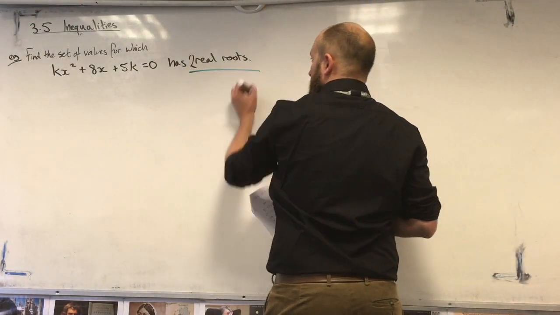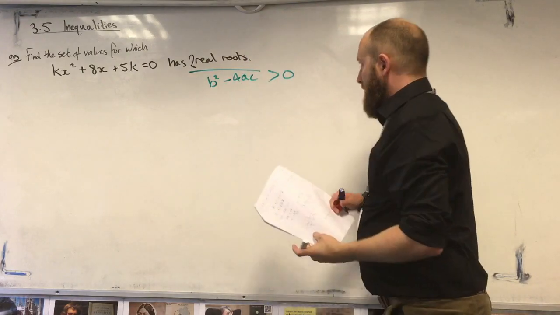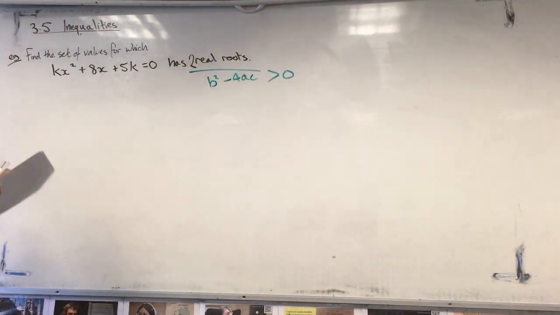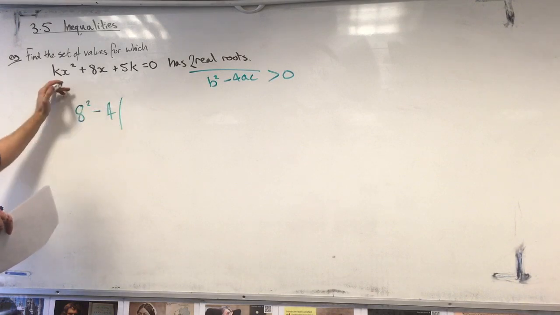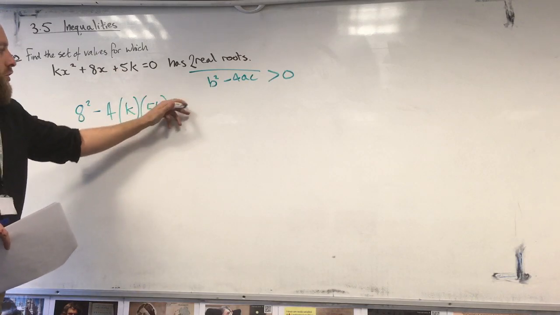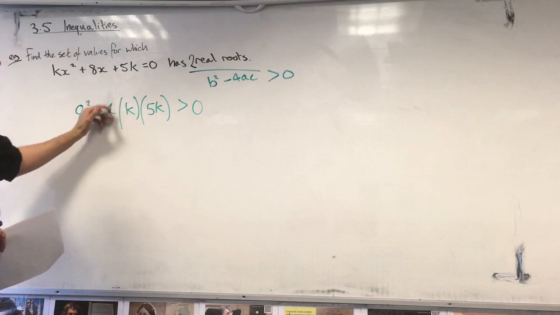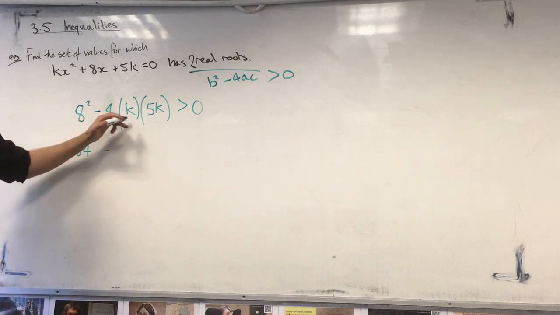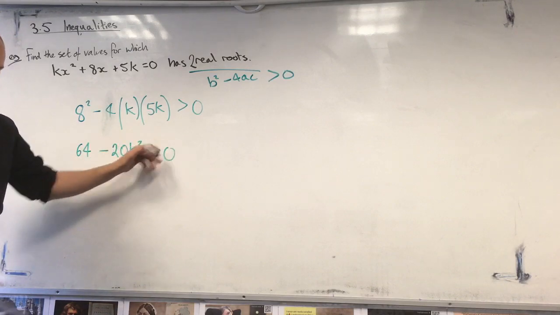Okay, so this time 2 roots means b squared minus 4ac is greater than 0. So positive discriminant because we've got 2 real roots. So b squared is going to be 8 squared minus 4 lots of k times c, which is 5k, should be greater than 0. So expand and simplify this one. So 8 squared is 64, minus 4k times 5k is going to be 20k squared, is greater than 0.